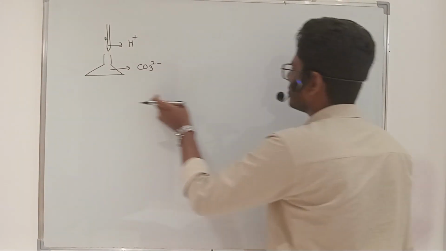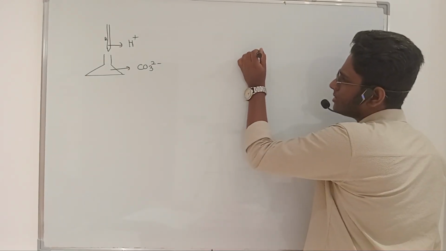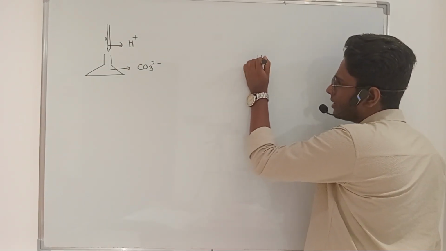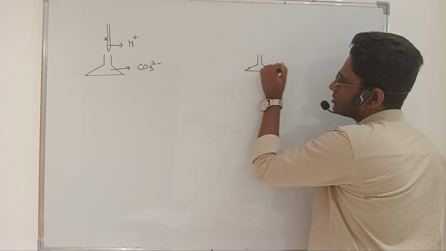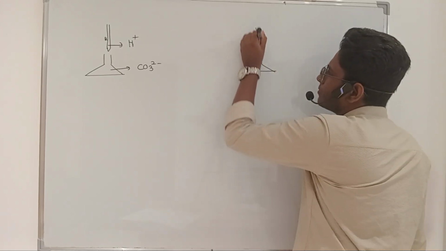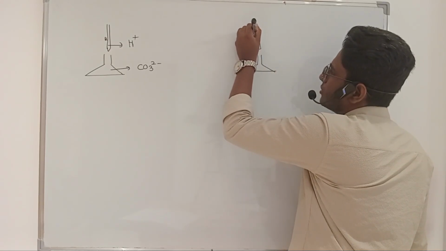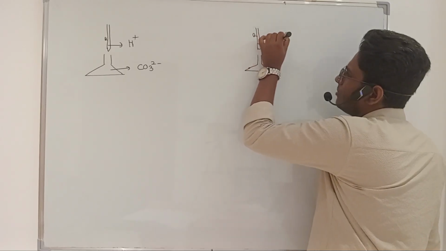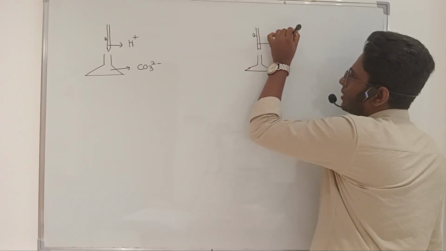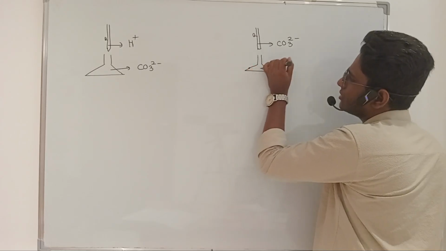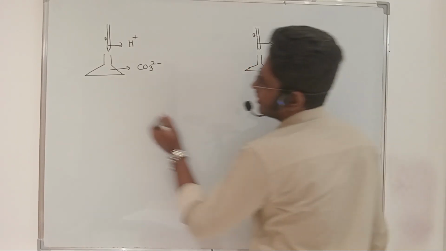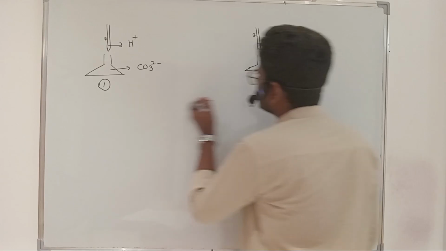And the next way: you can place the H plus solution in the titration flask and the carbonate in the burette. That is also possible. So this is the burette. Here you'll be keeping the carbonate, and here you'll be keeping the H plus solution. So this is method one, and like that also you can titrate, and this is method two.